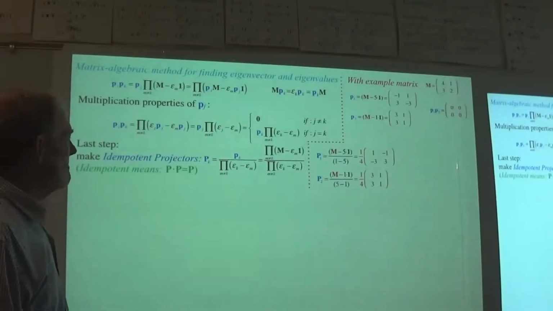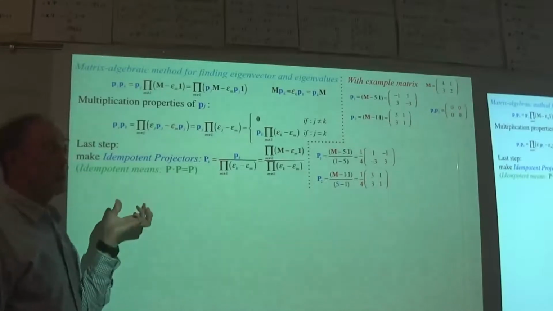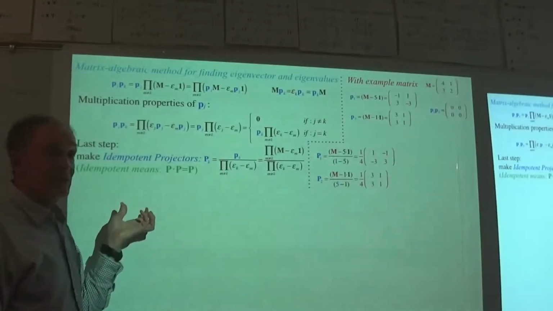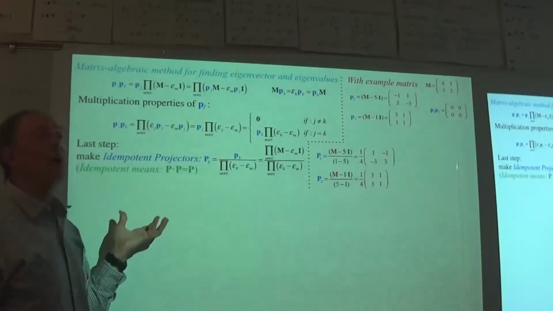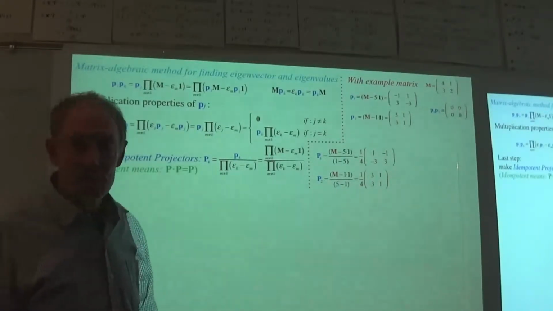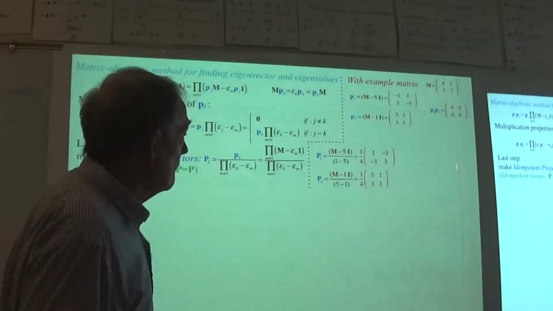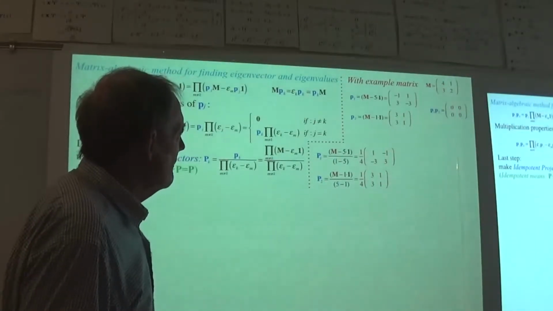Okay? Now, idempotent is kind of weird. It's an operator which, when squared, gives itself back again. Or when raised to any power, gives itself back each time. Okay? Kind of a weird operator. Kind of a lonely one, right?